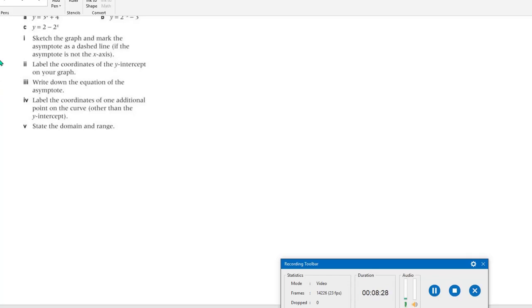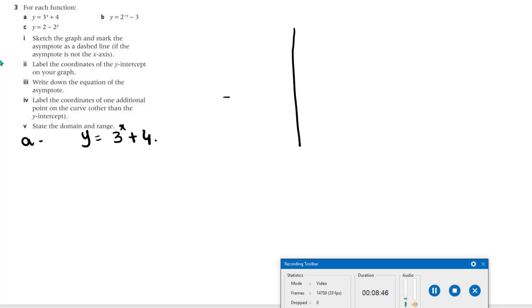Okay. Part A. This is y equals 3 to the power x plus 4. Now when we have to sketch the graph, if you put it on your GDC, the graph would be like this. Even if you do not put it on GDC, you can graph it. How? Put x equals 0 in the function. y would be 3 to the power 0 plus 4, which is 1 plus 4. So it is 5.